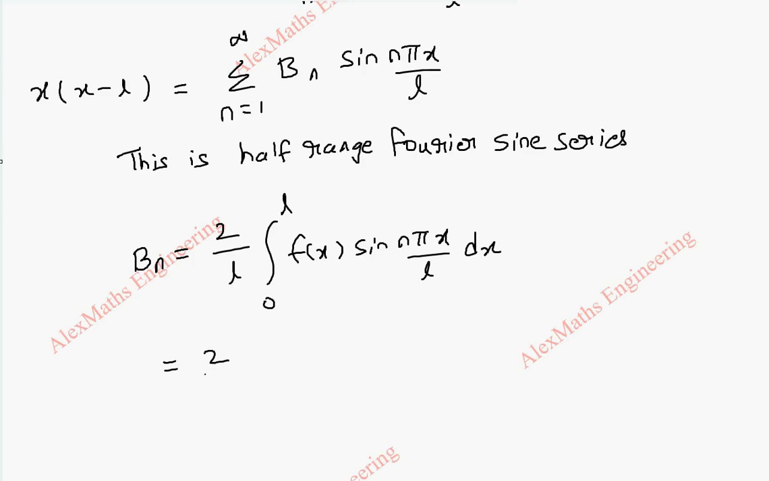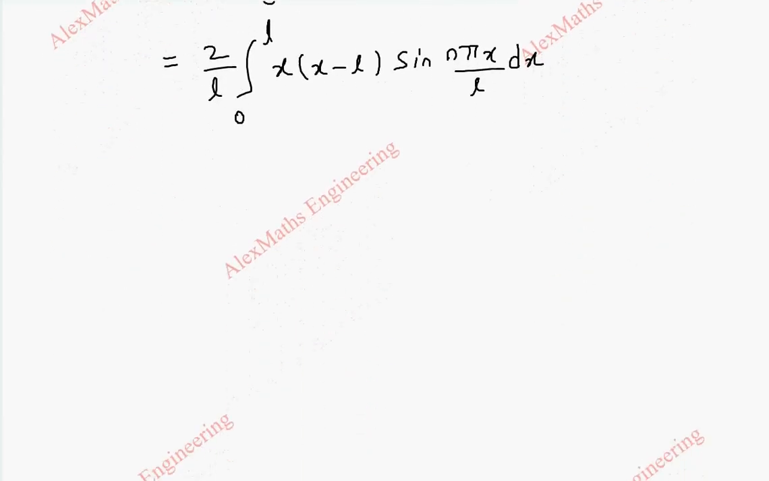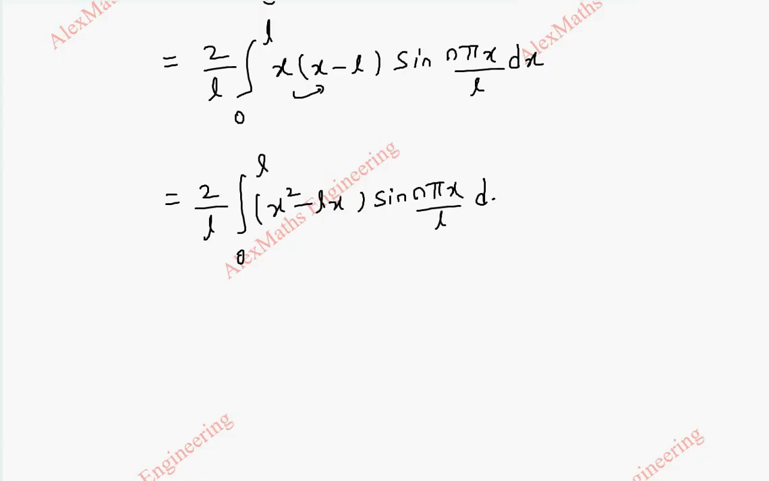So here this is 2 by L integral 0 to L is the limit. The function is x into (x minus L) into sin(n pi x by L) dx. So we are going to continue this integration. Before that, let's expand the term for easy integration, let's multiply this. So this is (x square minus Lx) into sin(n pi x by L) dx.